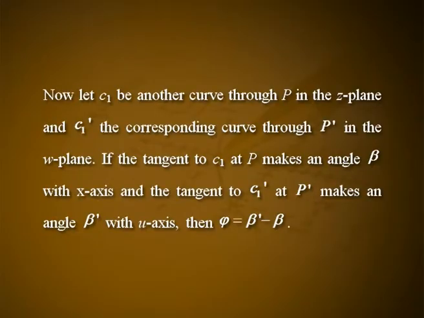Now let C1 be another curve through P in the z plane and C1 dash the corresponding curve through P dash in the w plane. If the tangent to C1 at P makes an angle beta with the x-axis and the tangent to C1 dash at P dash makes an angle beta dash with the u-axis, then phi is equal to beta dash minus beta.